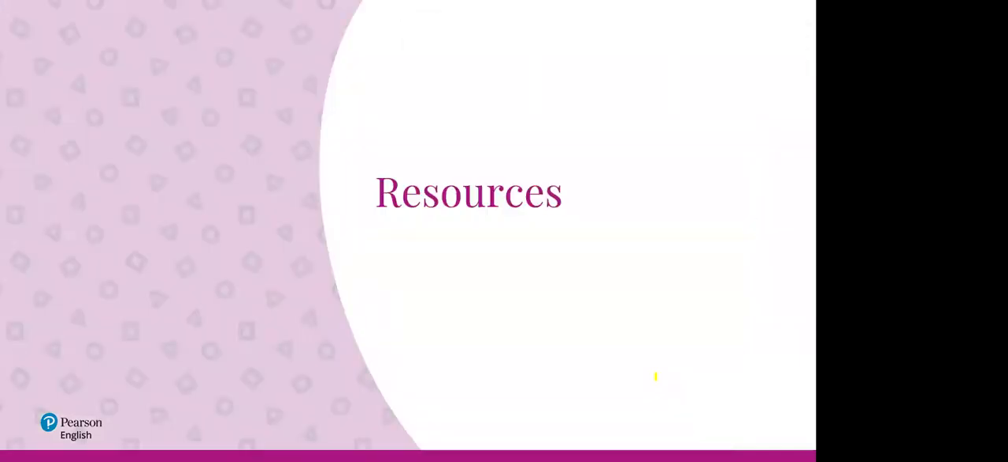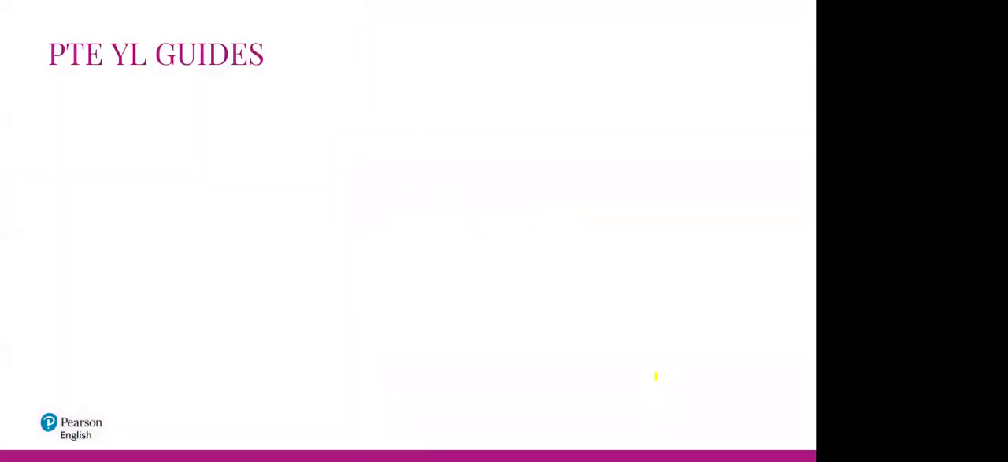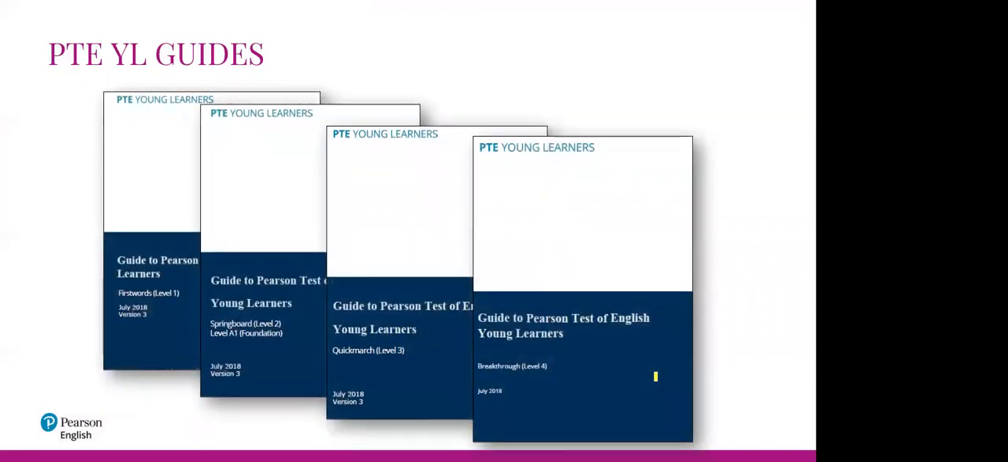So that's it about the particular tasks. We've discussed tasks 3, 4, 5, and 6, 4 different kinds of activities that are reading activities in the examination. Now, a little bit towards the end of our meeting, a little bit on the resources available. First and foremost, the most important resource is the PTE Young Learners Guide. For every level, there is a guide available.